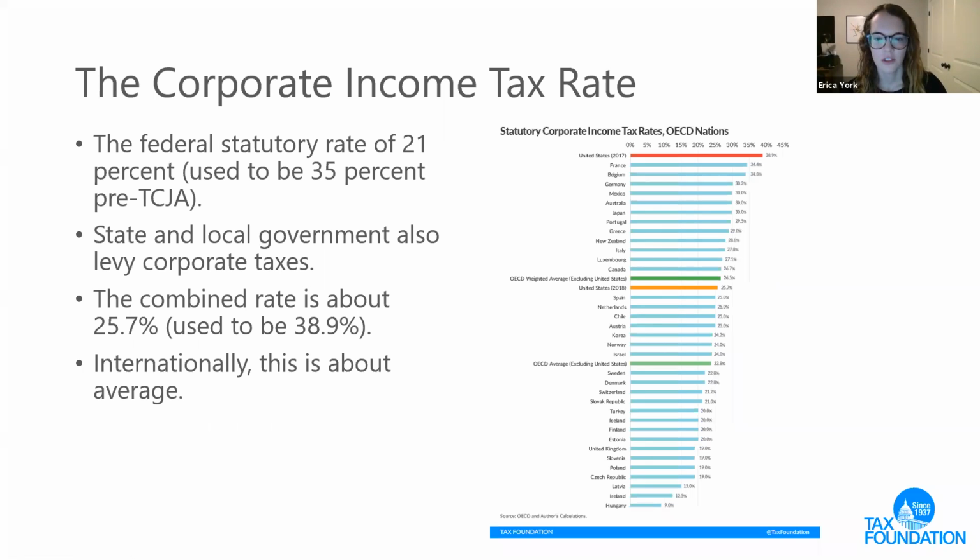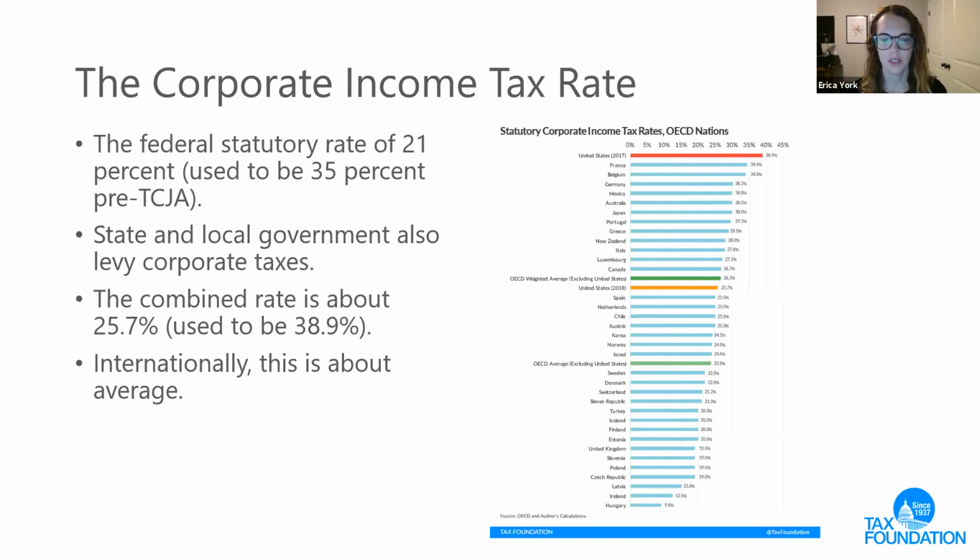There we go. So we'll start with just looking at the corporate income tax rate in the United States, where it sits now, how that compares to where it's sat in the past, and to other nations. So currently the federal corporate income tax rate is 21%. That's down from 35% where it was prior to the 2017 Tax Cuts and Jobs Act.